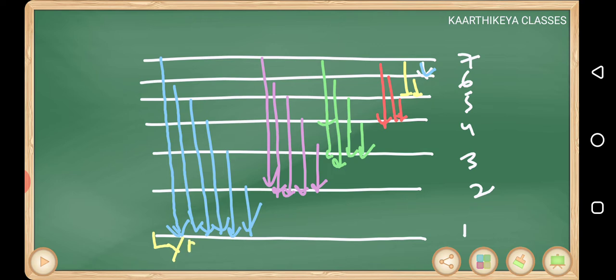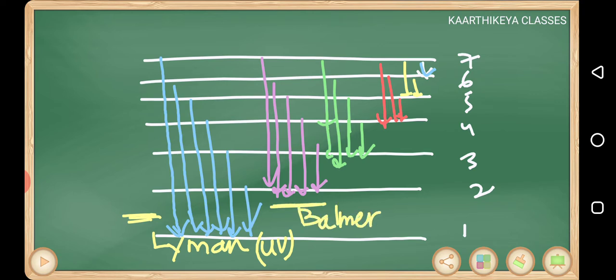Now you see, from any energy level, if the electrons are coming to the first level, then the series of lines is called the Lyman series. This happens in the UV region. All these lines are collectively called the Lyman series. But all these lines are collectively called the Balmer series. This happens in the visible region.